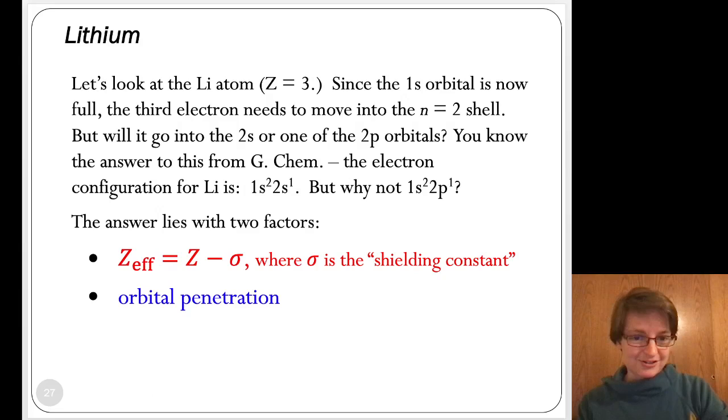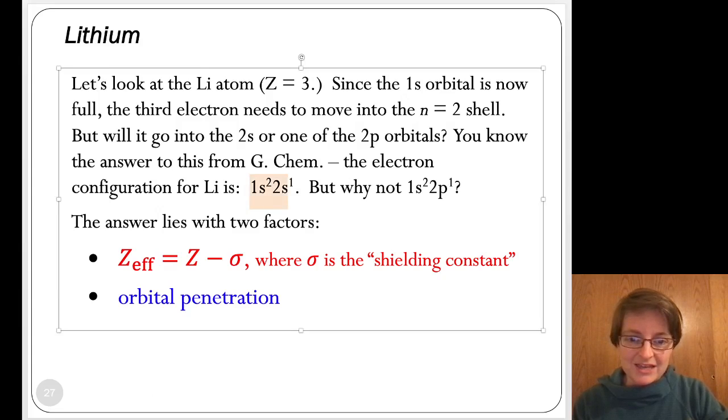If this were the hydrogen atom, remember we saw that for those hydrogen-like orbitals, the 2s and the 2p orbitals were degenerate. So for lithium, it's a multi-electron atom. Where's it going to go? Is the 2s orbital or the 2p orbital the next lowest in energy? Turns out you already know the answer to this question from general chemistry. The electron configuration for lithium is 1s2, 2s1, so it's going to go into the 2s orbital.